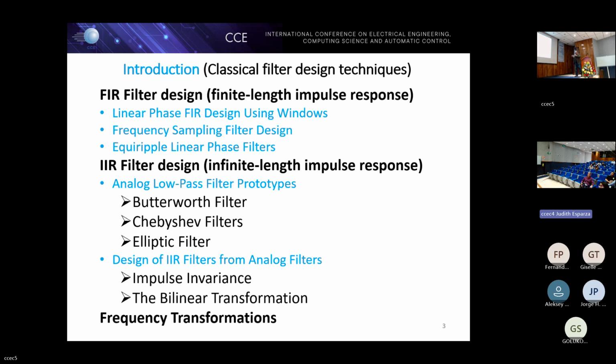What are the methodological classics to resolve these problems? Basically, these two methodologies. The first is FIR filters, or finite length impulse response, or IIR filters, infinite length impulse response. Here, investigators several times use linear phase filter design using windows, frequency sampling filter designs, and optimal linear phase filters. This methodology is divided into principal topics: the analog low pass filter prototypes, including the Butterworth filter, Chebyshev filter, and elliptic filter, and the design of digital filters from analog filters, which comprehends impulse invariance and bilinear transformations.